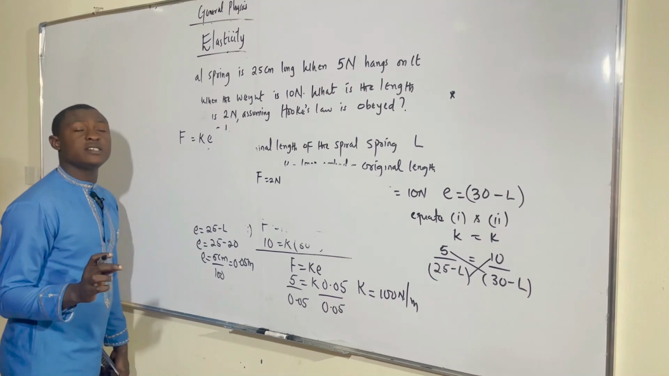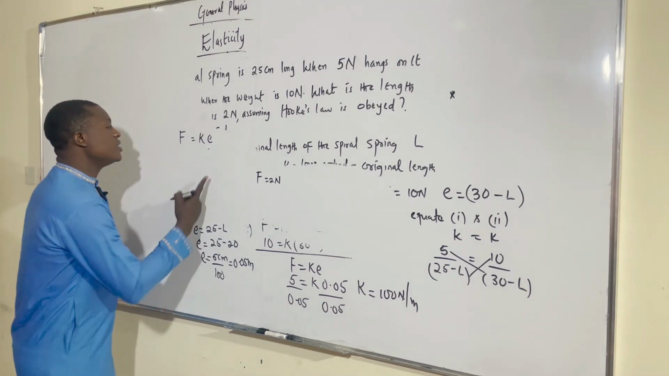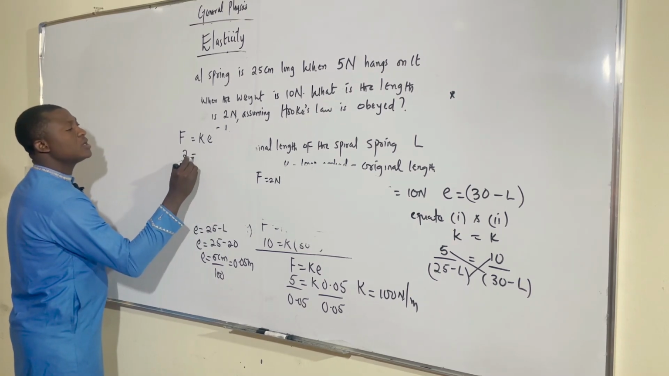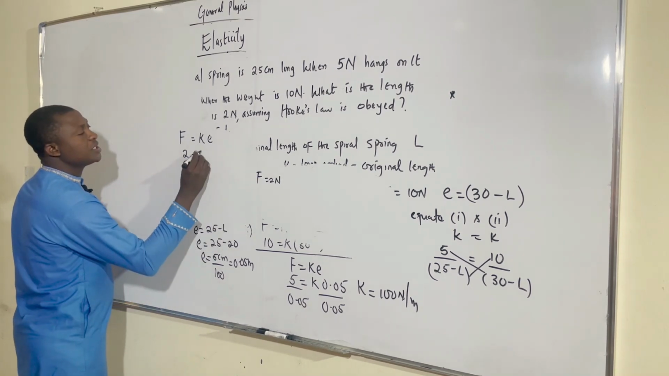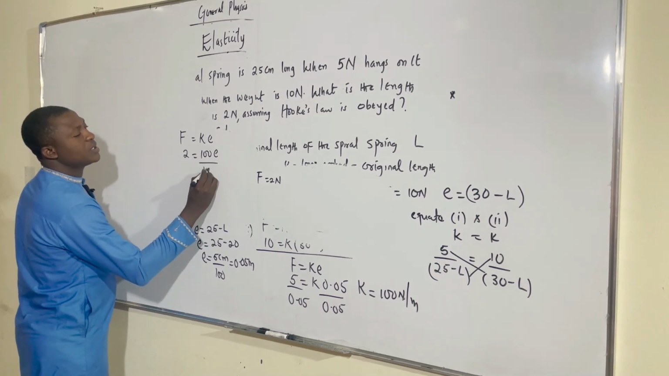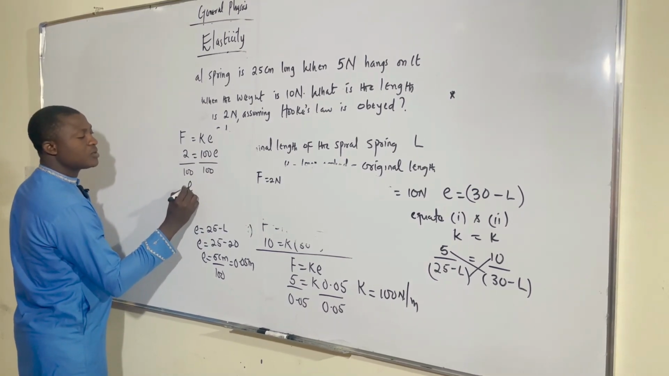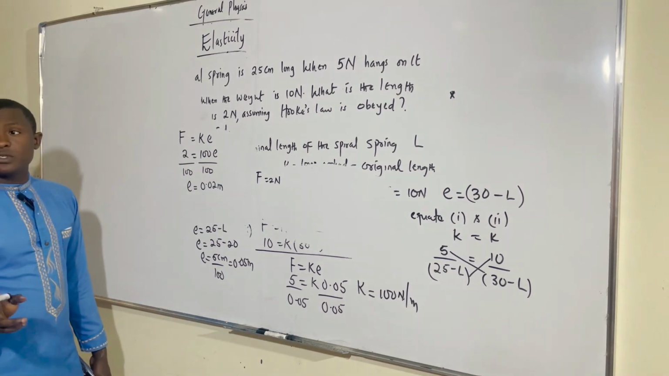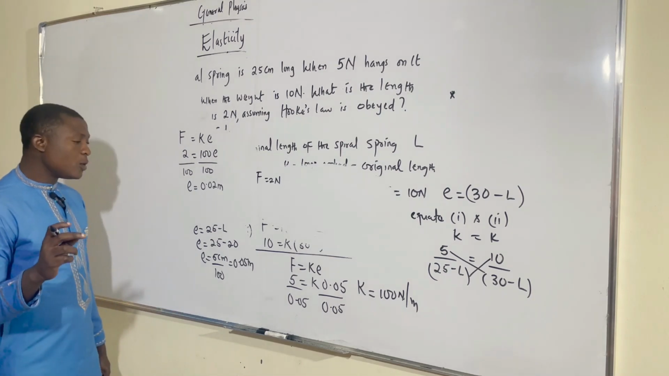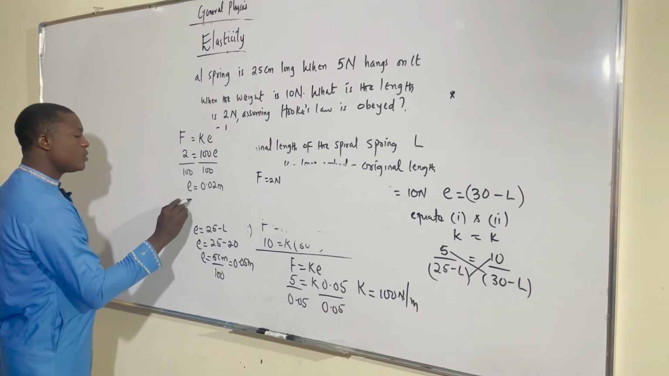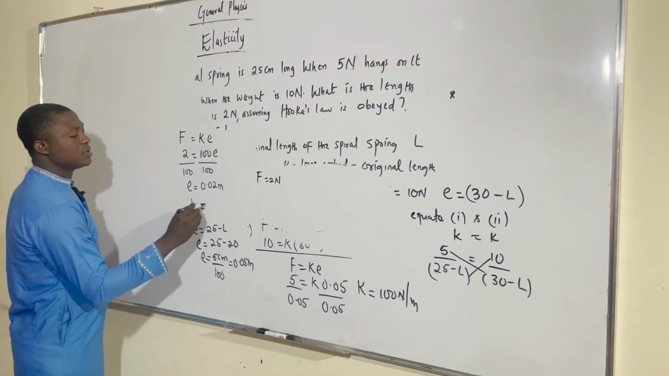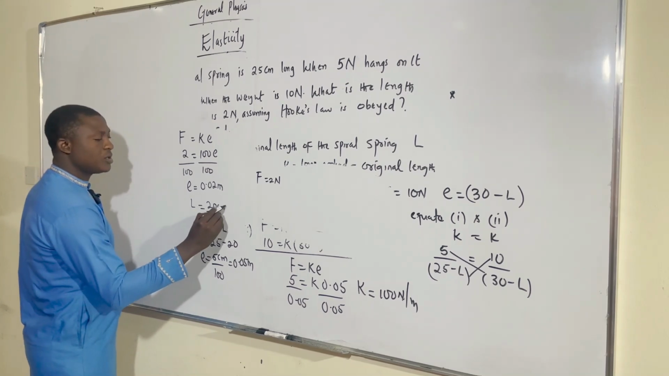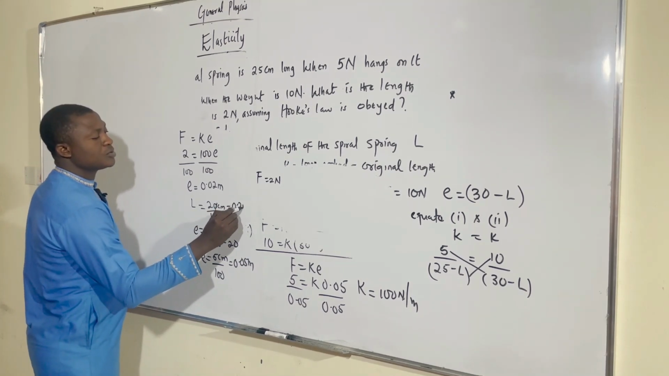So for me to find the length, because the length is related to extension, from here we know that F is equal to KE. Our force we have is 2, and we have gotten our stiffness constant to be 100. Then we have E. So divide all through by 100, and we are going to have extension to be 0.02 meter. From the one we calculated earlier, our original length is 20 centimeters. So we can convert that to meter, divide by 100, then we have this one to be 0.2 meter.